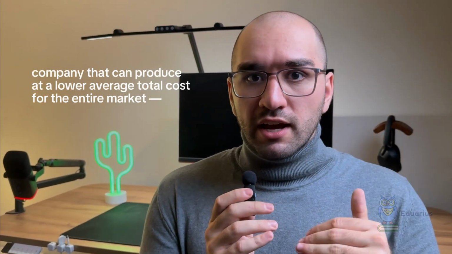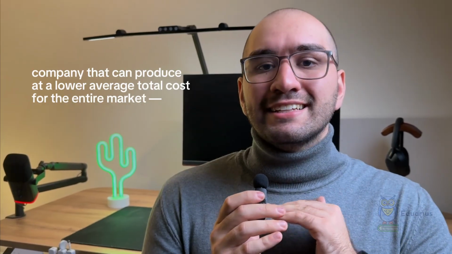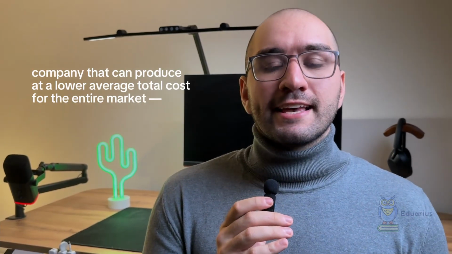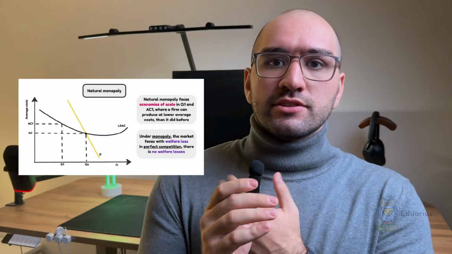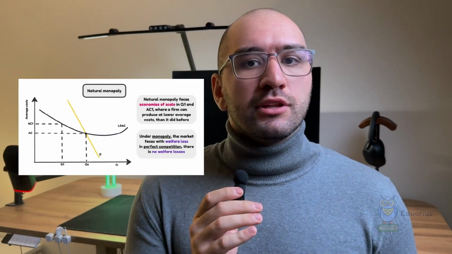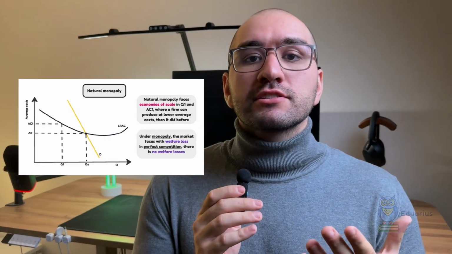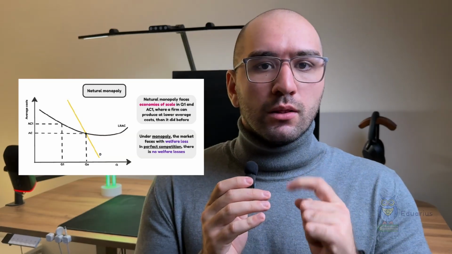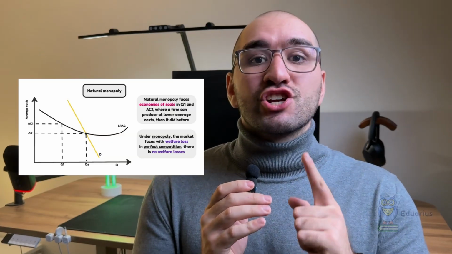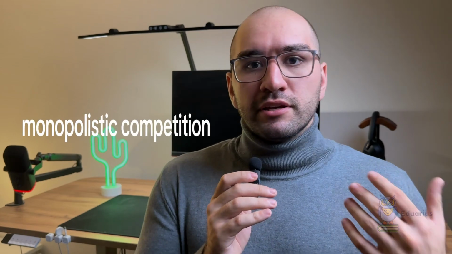What do you think? What is the allocatively efficient point then? The point is where marginal costs intersect with the demand curve. How do we call the company that can produce at a lower average total cost for the entire market? We can call it a natural monopoly. As you can see on the graph, a natural monopoly faces economies of scale, where long-run average costs are declining.